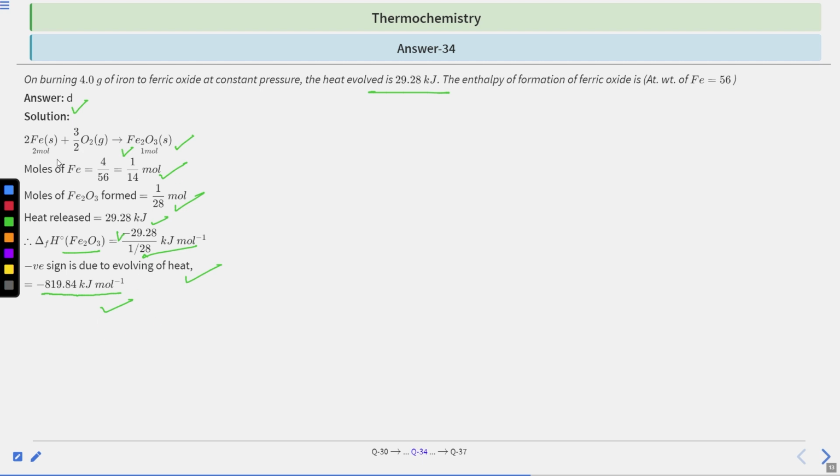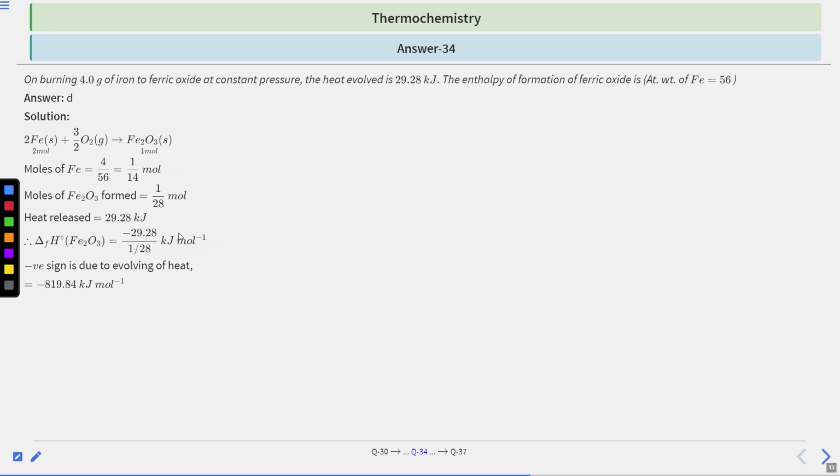So we are considering here the burning of iron, and we can also consider it as the formation of Fe2O3. That's why we have taken the enthalpy of formation of Fe2O3 per mole for the Fe2O3 molecule as this. Hence, option D is the correct answer.